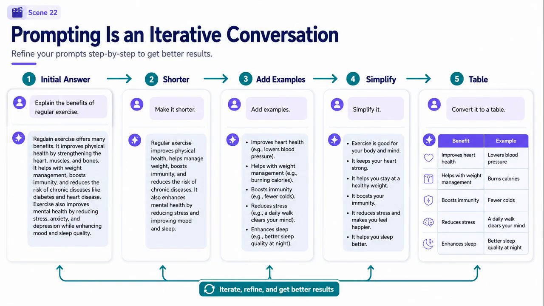Now let's look at use follow-up prompts. Prompting is often a conversation, not a one-shot command. Start with a good prompt. Then refine the answer. Ask, make it shorter. Ask, add examples. Ask, make it more beginner-friendly. Ask, convert this into a table. Follow-up prompts help you improve output quickly.